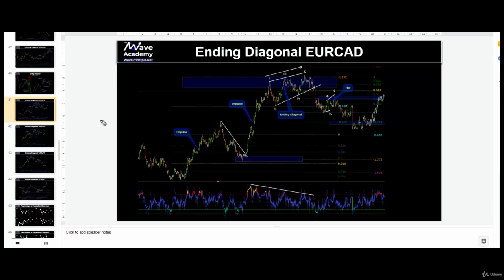So let's see some examples of ending diagonals. As you can see here, we have an impulse, but it had 1, 2, 3, 4, 5. Then it broke below the structure. Don't sell here, don't sell here. Wait for the ABC structure to go down and get a profit here, because next movement it turned around.